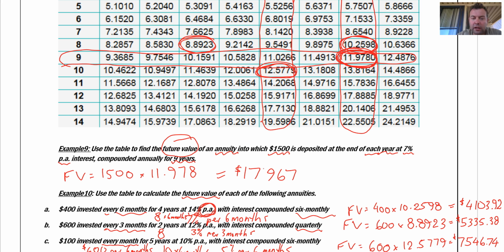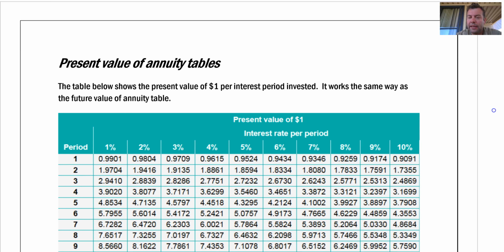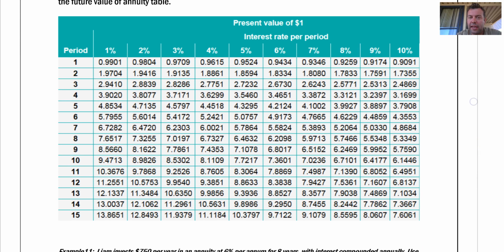The present value of that annuity is going to be how much I need in that same savings account, earning 7% per annum, compounding annually for 9 years. But instead of making contributions, I put a lump sum in and leave it to collect interest. That's the present value. It's what lump sum is going to be worth the same amount.